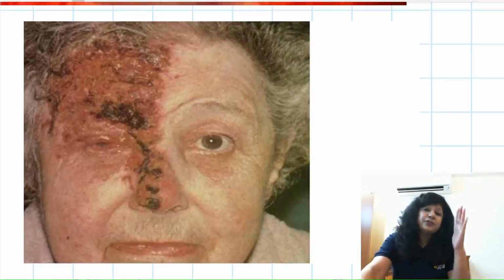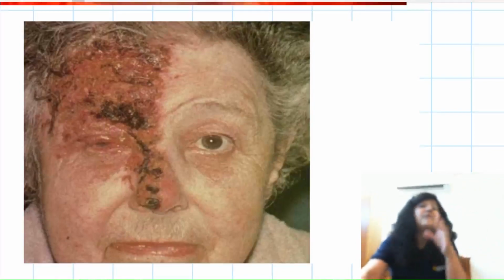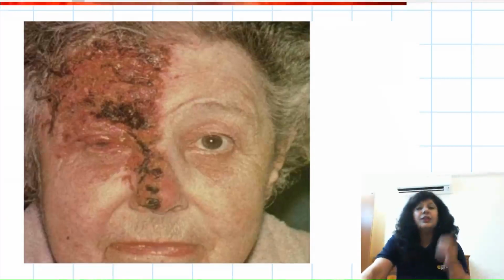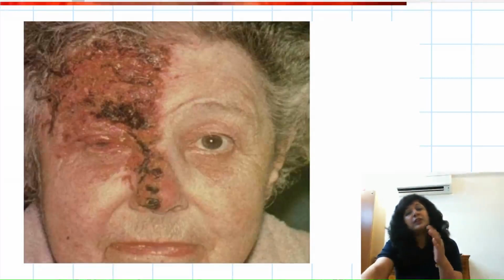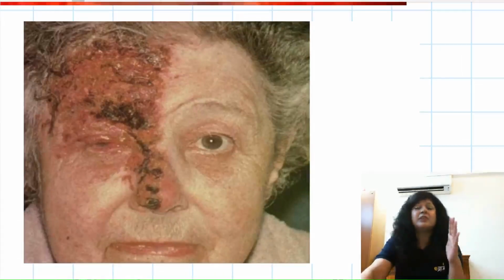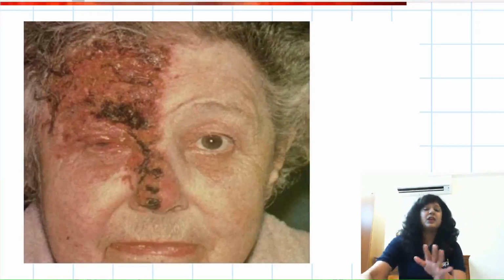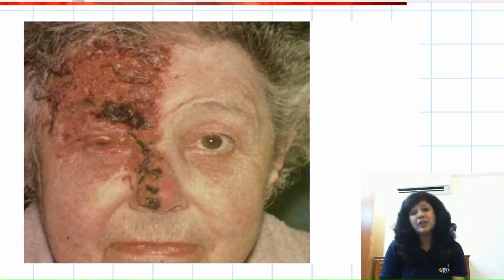Okay, so first we have the general features, then we have the cutaneous features, and finally we have ocular involvement. Now in the ocular involvement, it causes inflammation in every part, starting from conjunctivitis, we have keratitis, we have uveitis, we have secondary glaucomas, then we have optic neuritis, meningoencephalitis, even the cranial nerve palsies. Cranial nerve palsies are also very, very common.